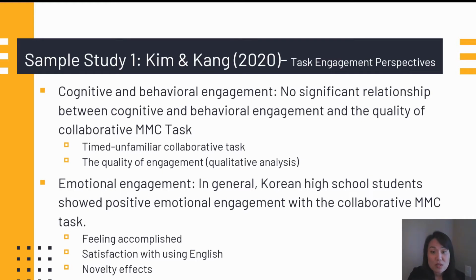In terms of emotional engagement, in general, Korean high school students showed positive and enthusiastic emotional engagement with the collaborative MMC task because they felt accomplished, and they were satisfied with the opportunity they were given to use English. But again, we have to be careful when we interpret this result because this was just a one-time task implementation in their English class, and probably this result might be due to the novelty effects.